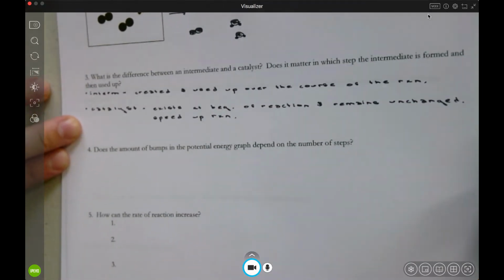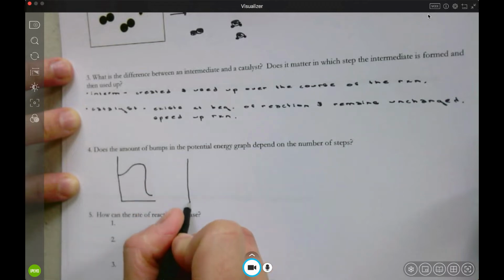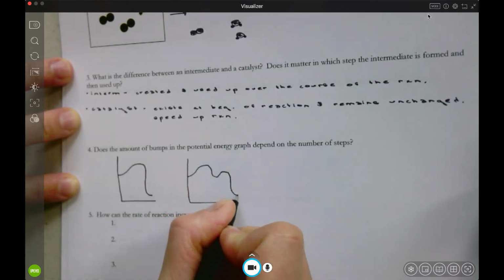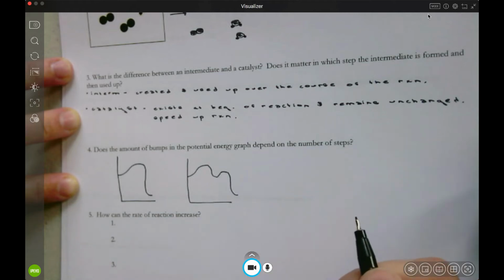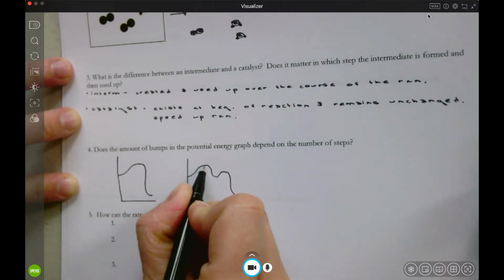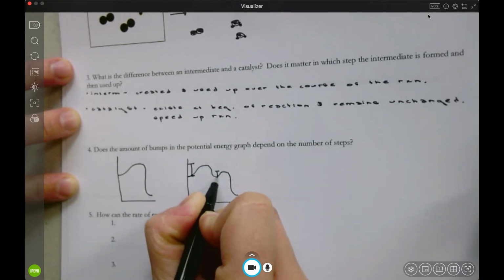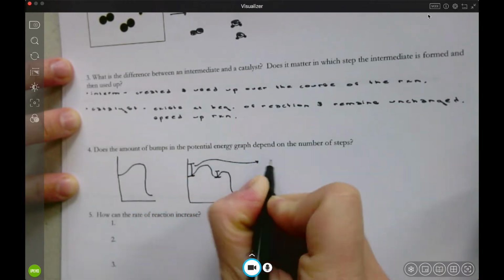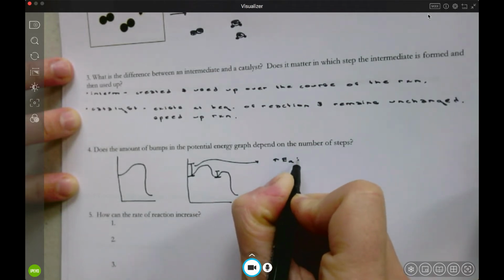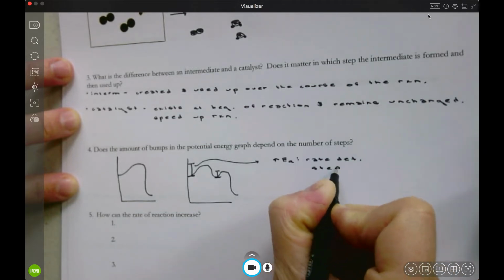Okay. For number 4, it says, does the amount of bumps in the potential energy graph depend on the number of steps? Yes, absolutely. So if I have a potential energy curve that looks like that, I've got 1 step. If I have a potential energy curve that looks like that, it's 2 steps. If I had 3 bumps, it would be 3. The most important thing for you to know, once you go beyond 1 step, whichever hump has the higher activation energy, so this is the activation energy for this first hump, this is the activation energy for the second. The one with the higher activation energy, that is going to be your rate determining step or your slow step. Okay?